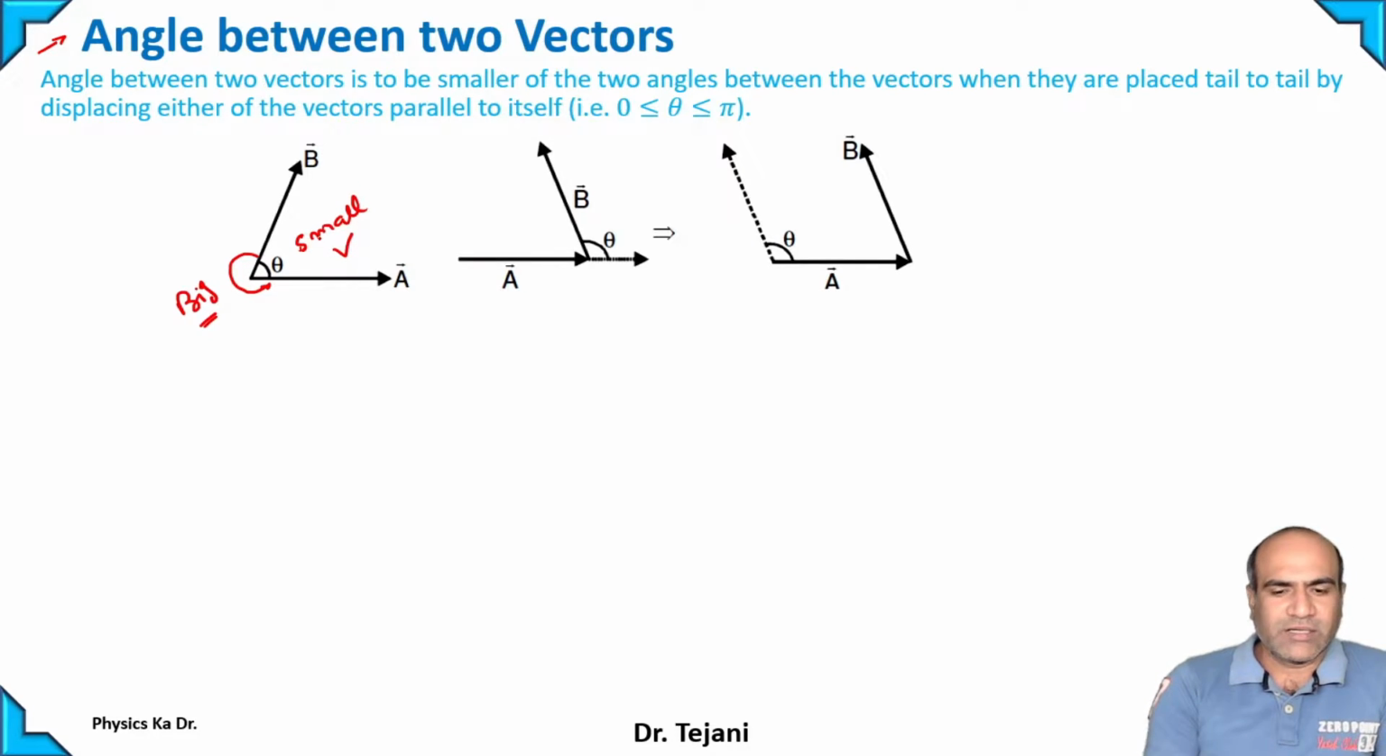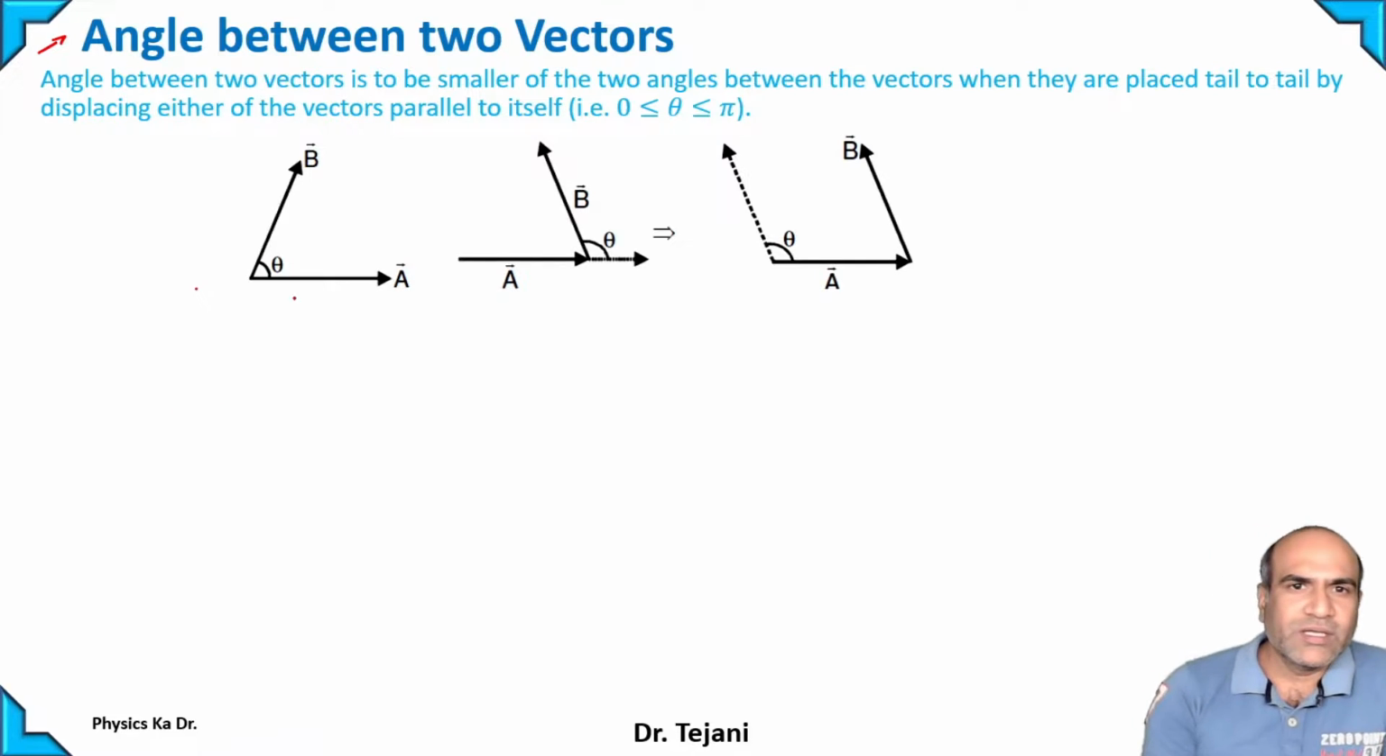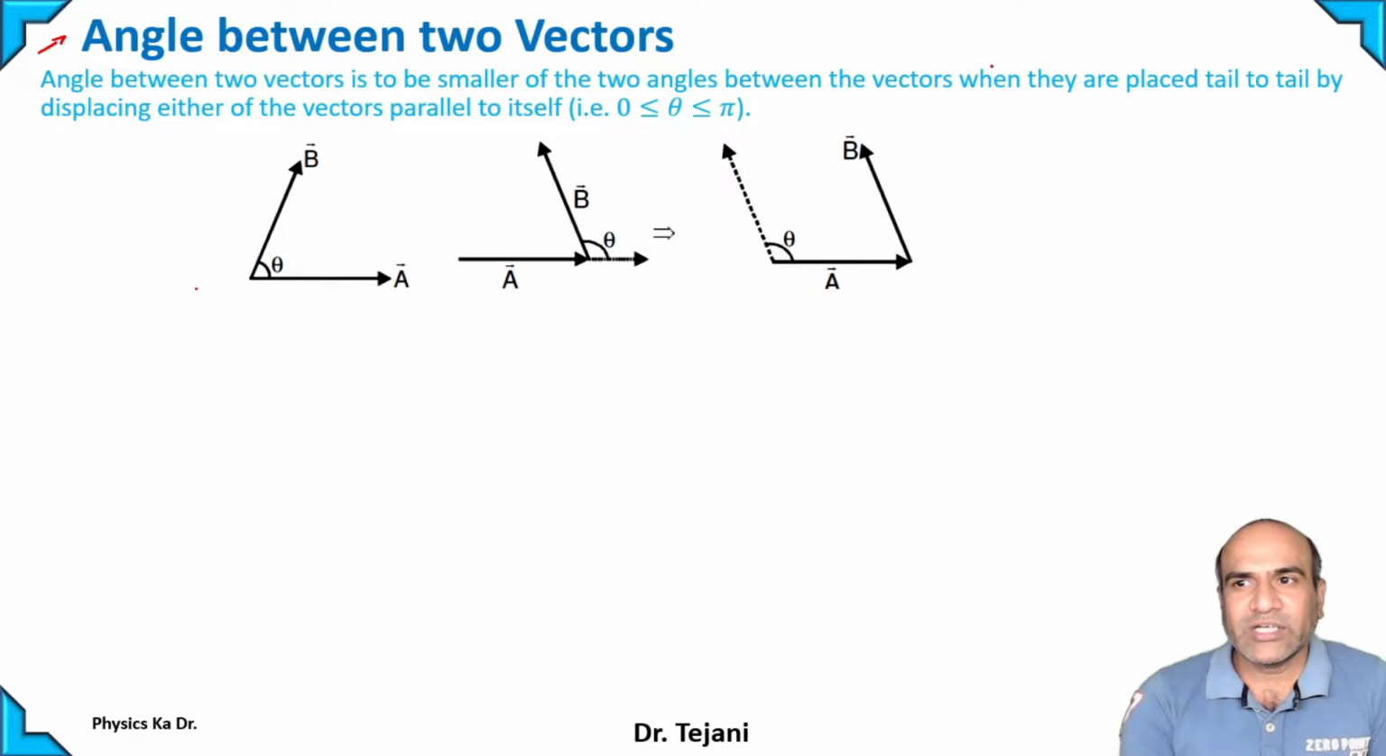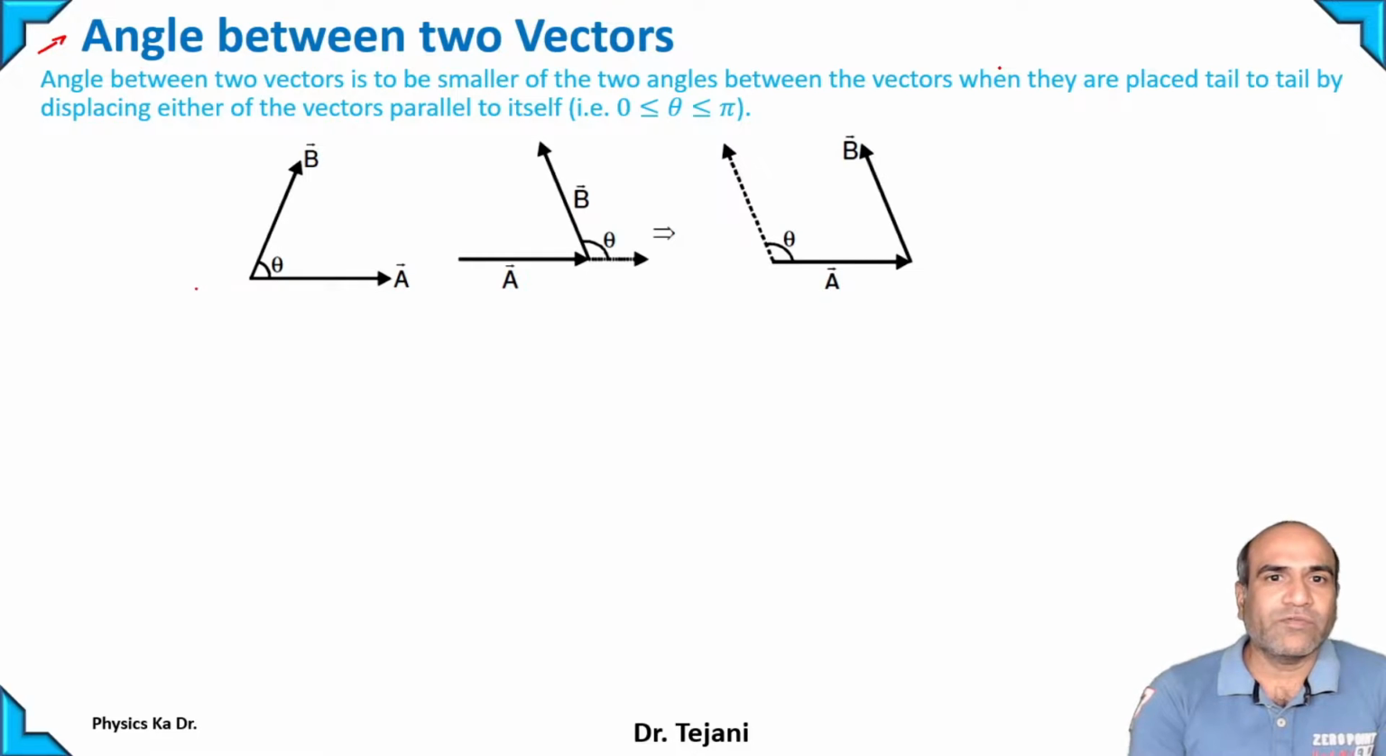A bigger angle cannot be considered. So it is mentioned here, the angle between two vectors is to be the smaller of the two angles between the vectors when they are placed tail to tail, by displacing either of the vectors parallel to itself.